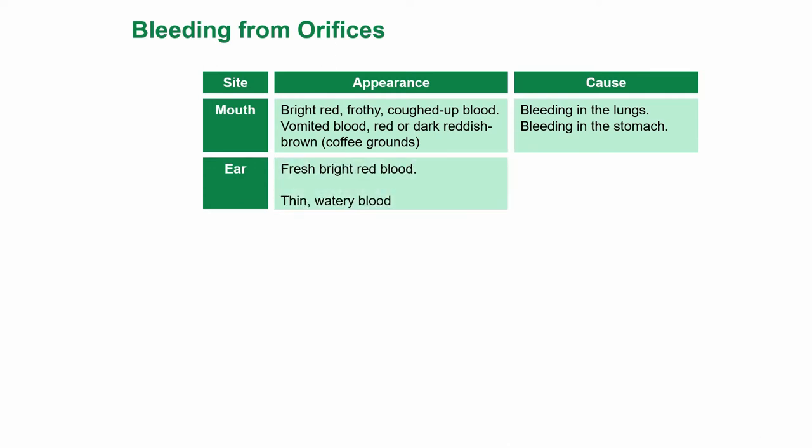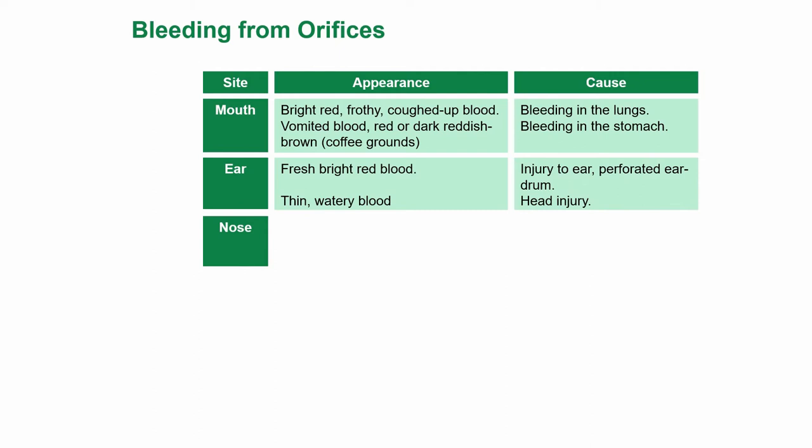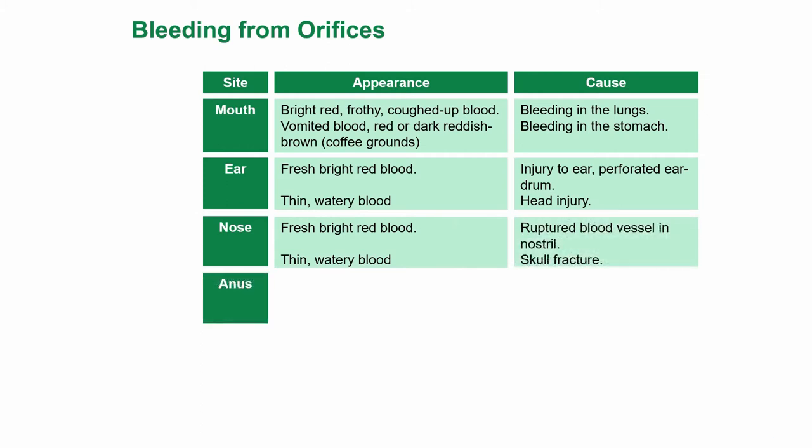If you've got bleeding from the ear, could be fresh, bright red blood or thin, watery blood. And the cause could either be injury to the ear, perforated eardrum, or it could be a head injury. Bleeding from nose, fresh, bright red blood or thin, watery blood. Again, could be ruptured blood vessel in nostril or skull fracture.